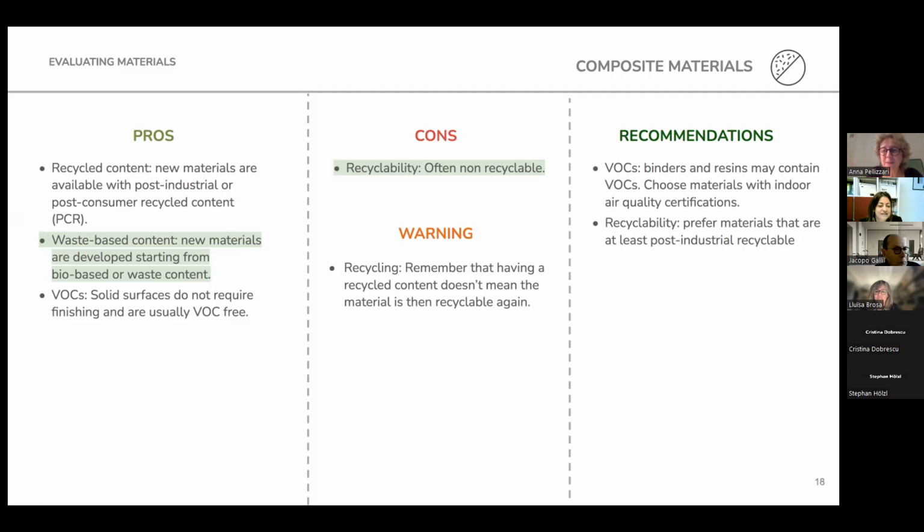Okay, so composite materials. Again, it is a very broad family of materials. You cannot summarize in one slide what are the bads and the goods of composites. But generally speaking, composite, the word says it all, is a combination of different materials. And that makes composite virtually unrecyclable.